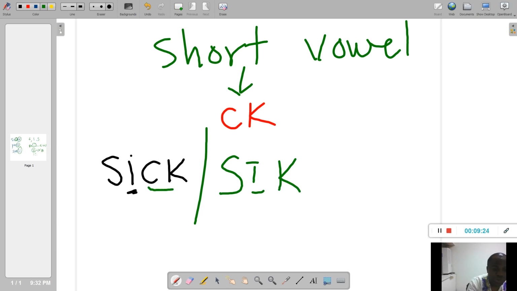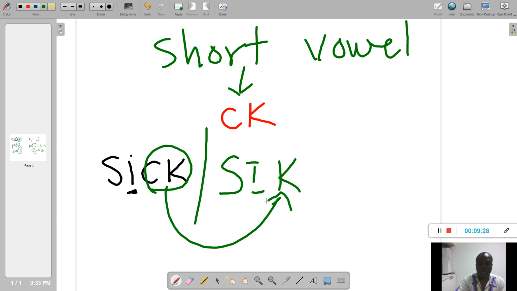These two sounds are going to change to only K in the IPA. So why we use the CK is because of the short vowel. This vowel, I, is a short vowel, sick. Because it's a short vowel, we use the CK. This is what we're talking about.